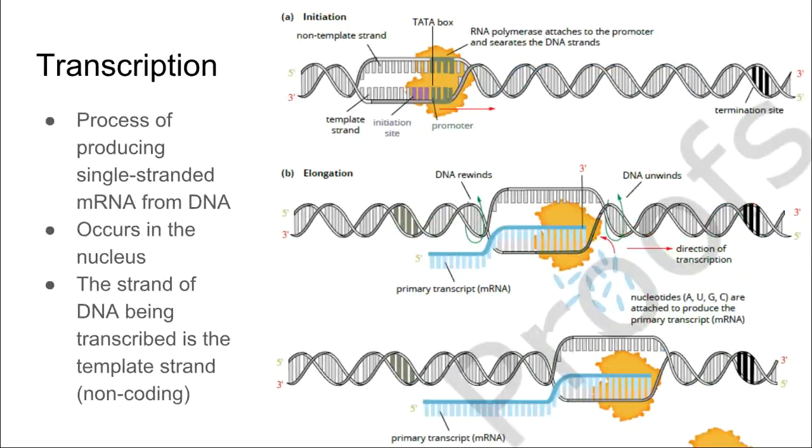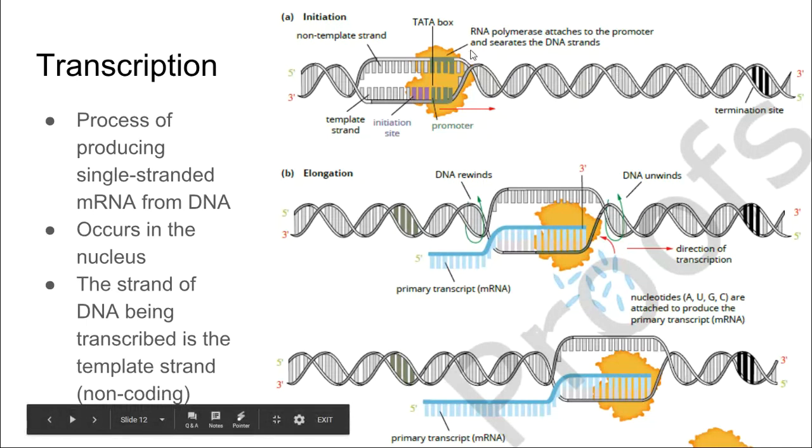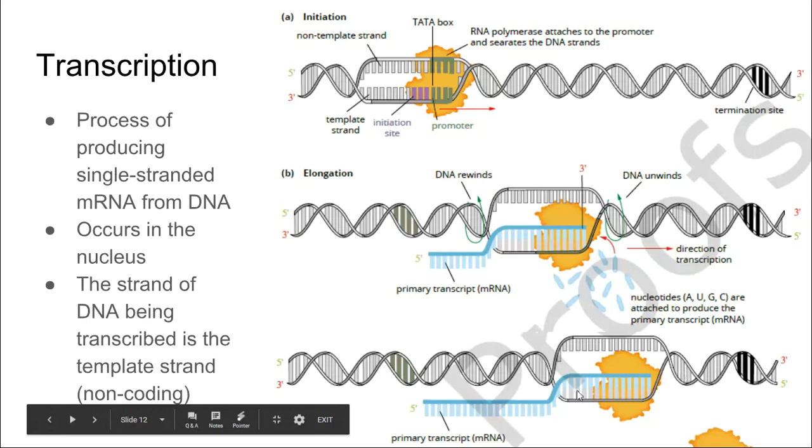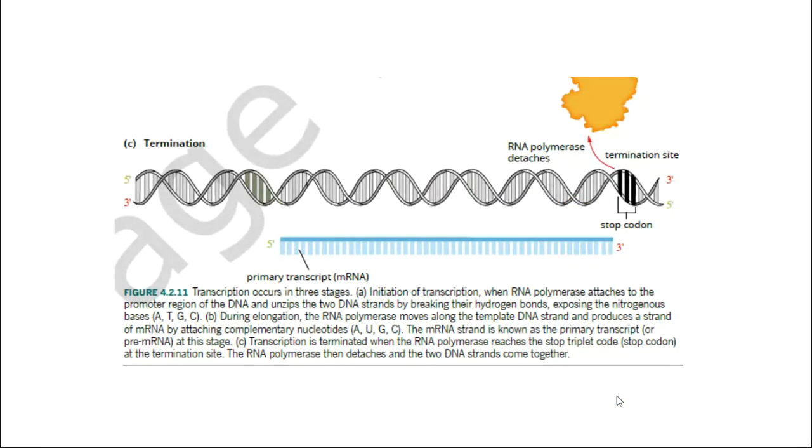Transcription in a little bit more detail: we see RNA polymerase is important in separating the DNA strands, and then when it unwinds, we see the mRNA, or the primary transcript, being created here, and we see our nucleotides attaching down here. Then we have termination, where it reaches a stop codon, and we see our RNA polymerase detach.